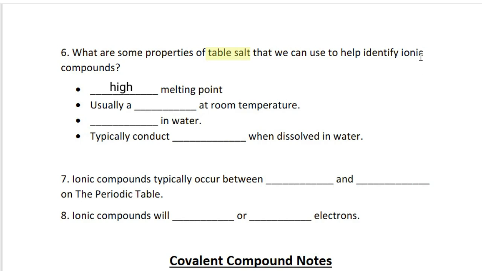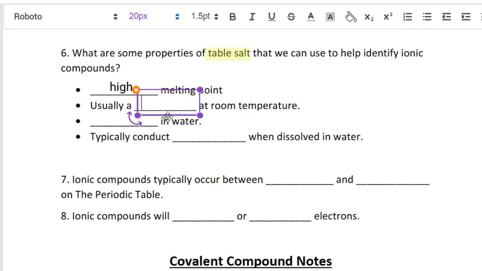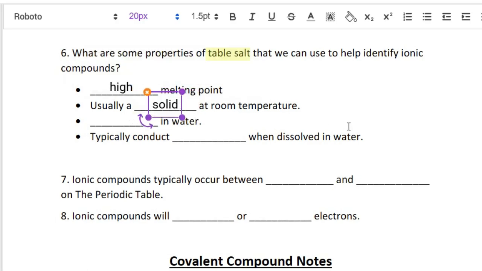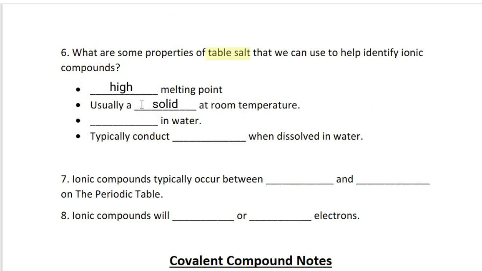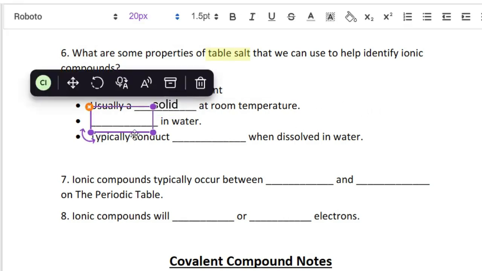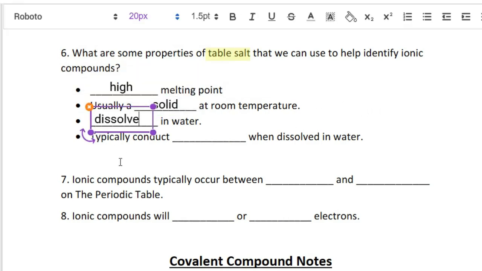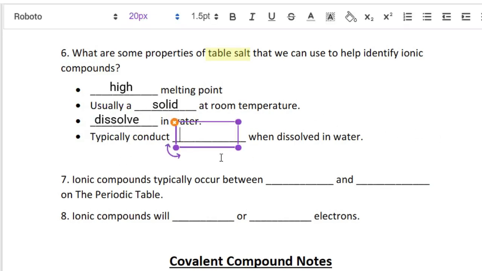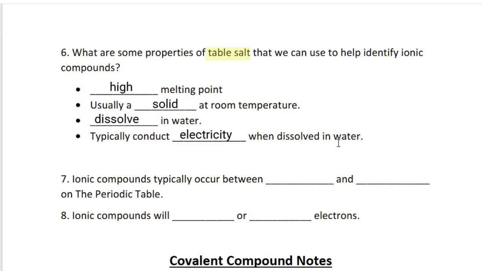So in general, ionic compounds have high melting points. Table salt is also a solid at room temperature. So in general, ionic compounds are solids at room temperature. If we were to put table salt in water, it would dissolve. So ionic compounds tend to dissolve in water. And it conducts electricity when it's dissolved in water. So ionic compounds in general tend to conduct electricity when they dissolve in water.